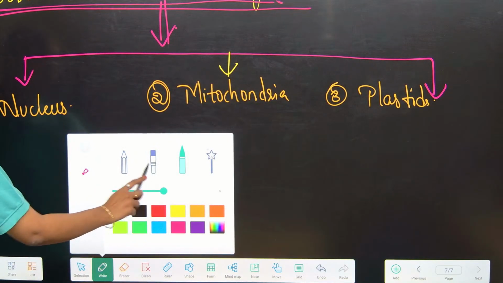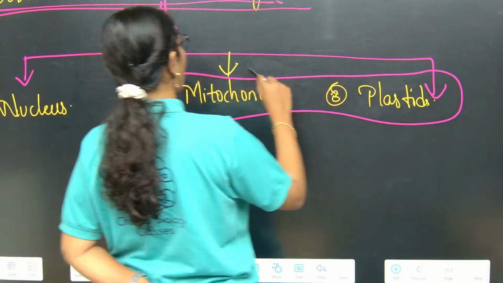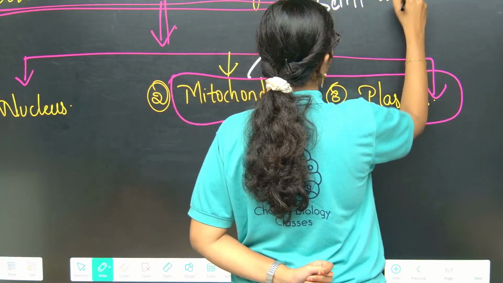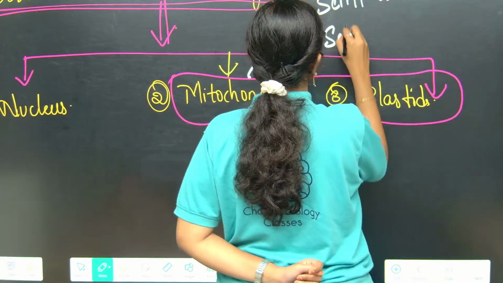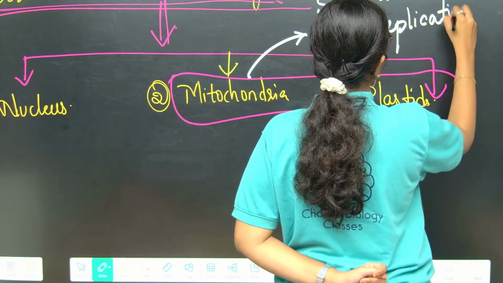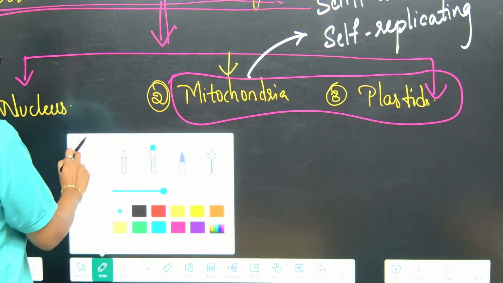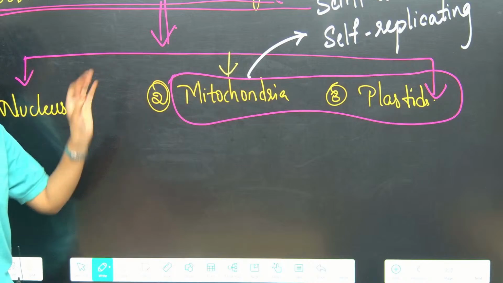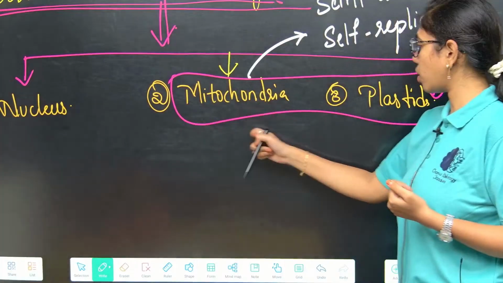Okay, so here if you see, mitochondria and the plastids are called as semi-autonomous cell organelles, or self-replicating cell organelles. First, today we will look into the structures of nucleus, mitochondria and plastids. Tomorrow we will look into the functional descriptions of nucleus, mitochondria and plastids.